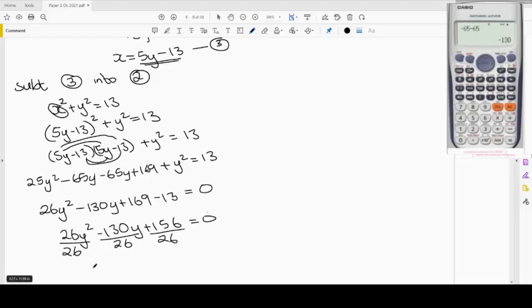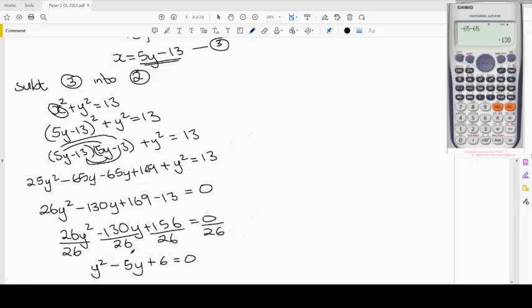26 divided by 26 is 1, so I have y squared. And then negative 130 divided by 26 is 5. So I have minus 5y. And then 156 divided by 26, this is equal to 6. And here I didn't say it, but I did it in my mind. 0 divided by 26 is just 0. Now this one is much easier because you can factorize it.